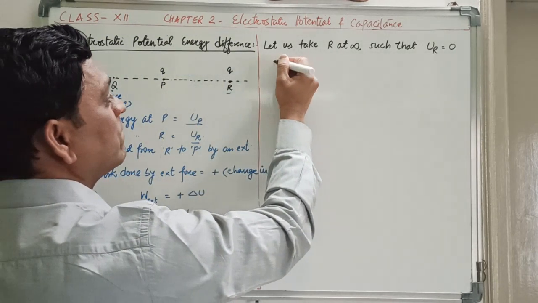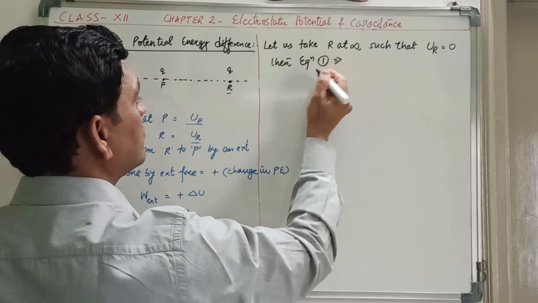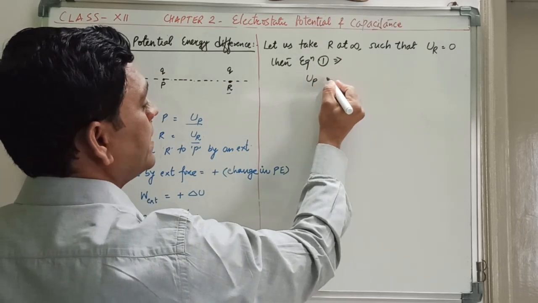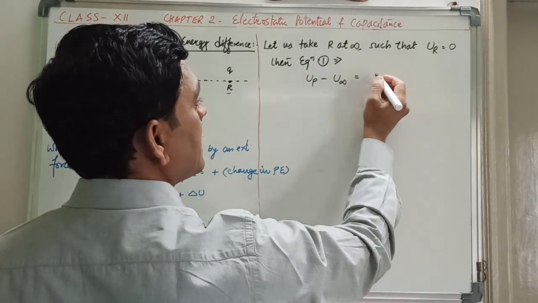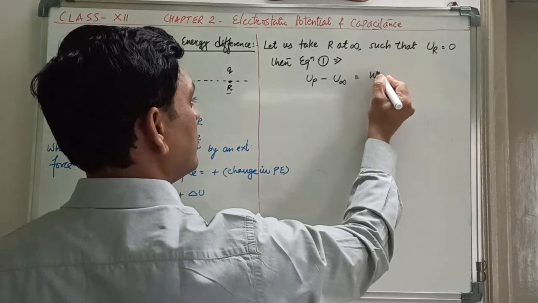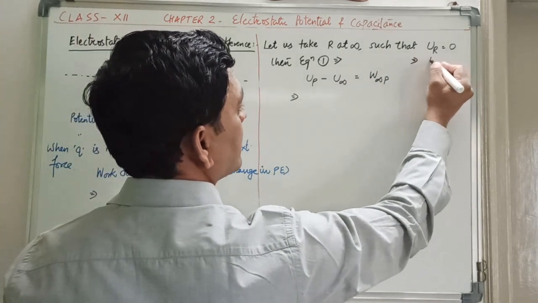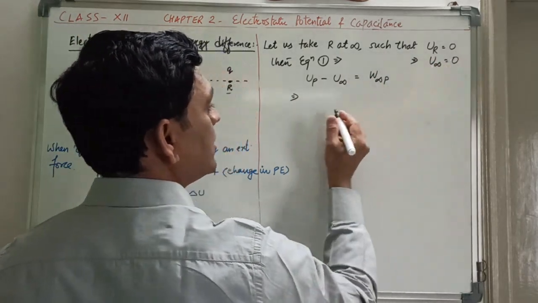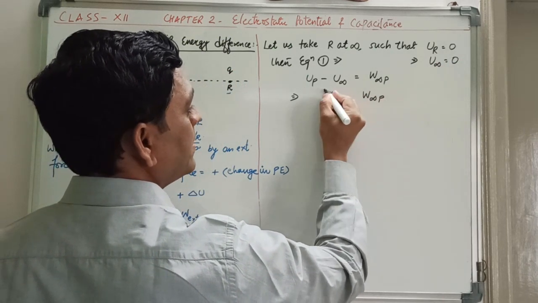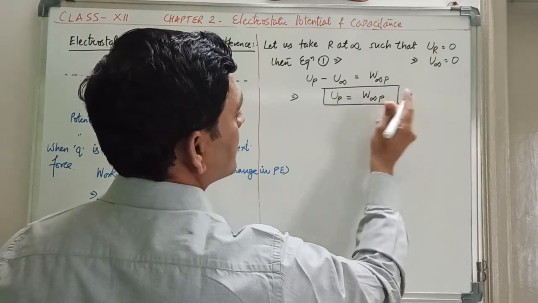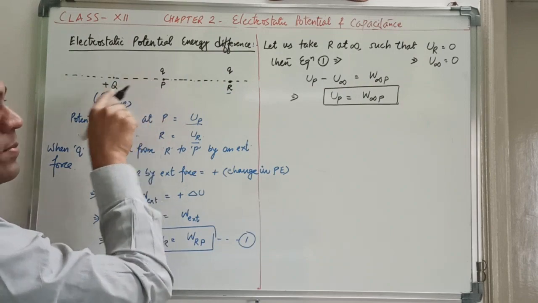Then equation 1 becomes UP minus U infinity is equal to W infinity P, and since R has been taken at infinity, U infinity becomes 0. So we can write UP is equal to W infinity P, and this is the electrostatic potential energy of the charge Q where it is kept at point P.